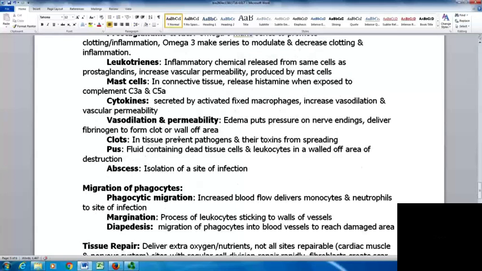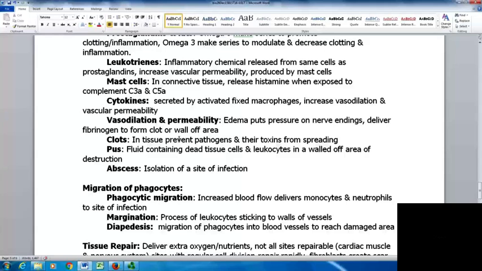Your cytokines are secreted by activated fixed macrophages. They'll increase vasodilation and vascular permeability. Vasodilation and permeability will lead to edema, which puts pressure on nerve endings. It will also deliver fibrinogen to form a clot or wall an area off. Clots in tissue are important because they will prevent the pathogen and their toxins from spreading.